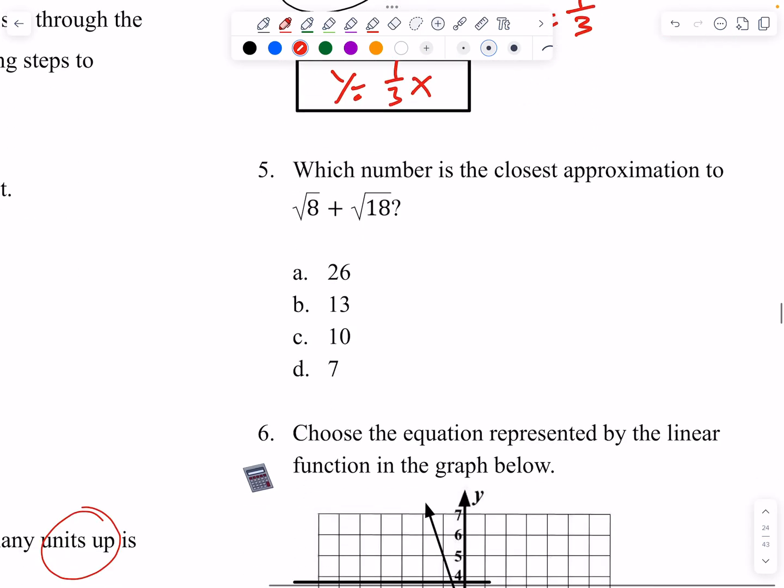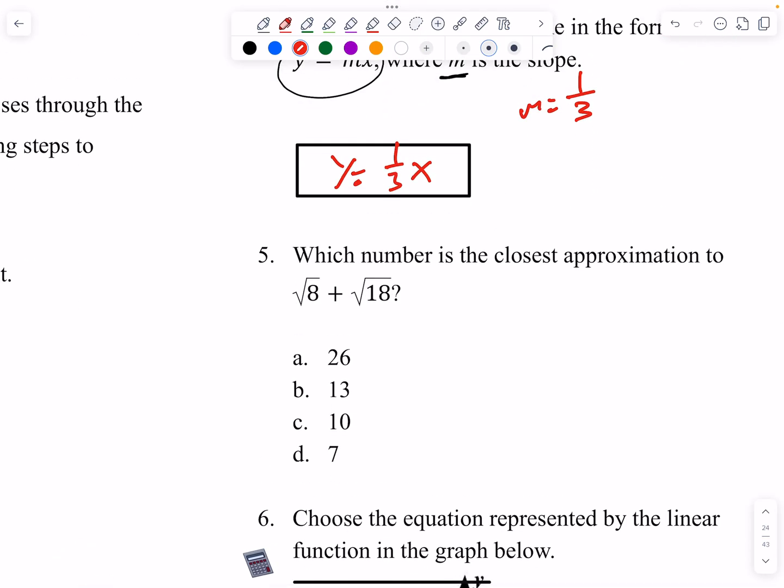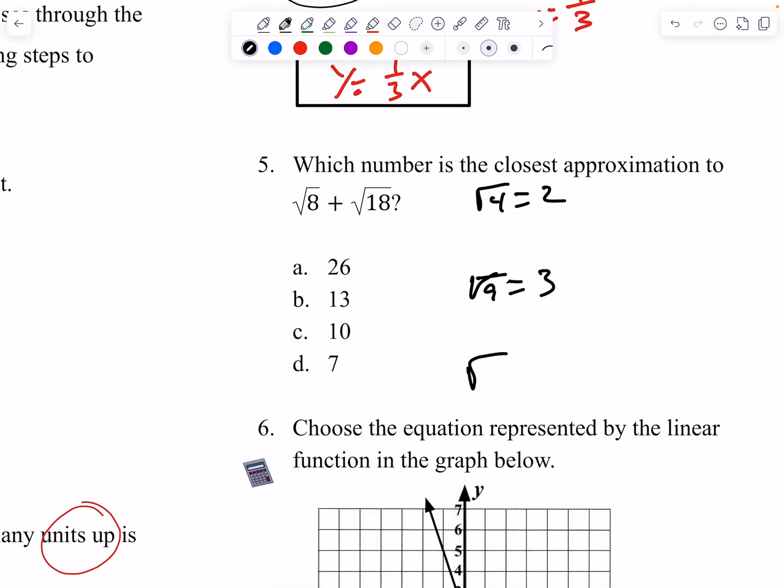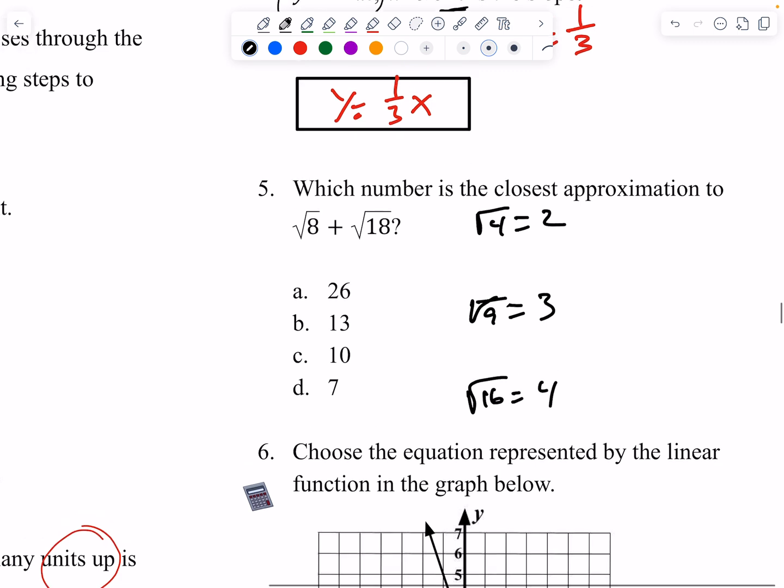All right. So what's the closest approximation to square root of 8 plus square root of 18? Okay, so let's see. I got square root of 9. Now I got square root of 4 equals 2. Square root of 9 equals 3. Square root of 16 equals 4. And square root of 25 equals 5.